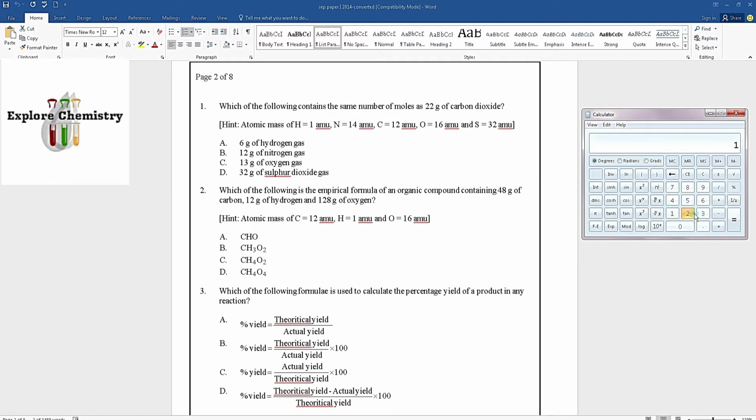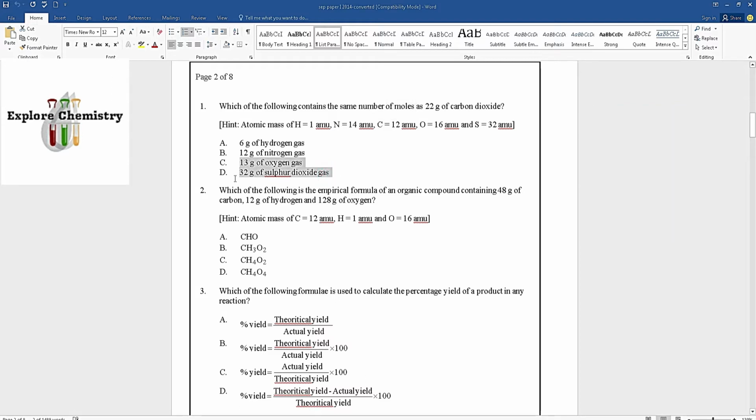13 divided by mass of oxygen gas, option 3, 32. No, it is not the answer. Sulfur dioxide gas, 32 gram sulfur dioxide gas. Sulfur dioxide is SO2. Sulfur mass is 32 and 2 oxygen mass is also 32. So sulfur dioxide molar mass is 64. If we divide 32 mass by 64 molar mass, you will get 0.5. So the correct answer is option D. Option D is the correct answer here.